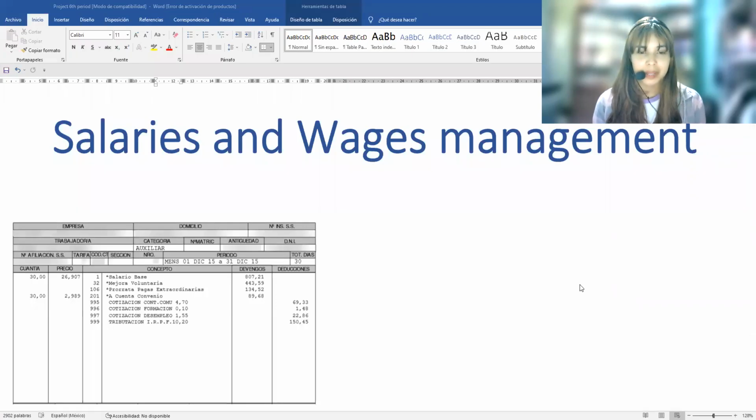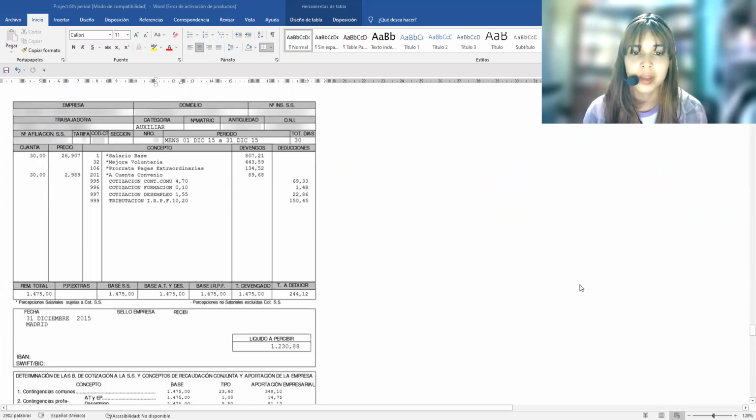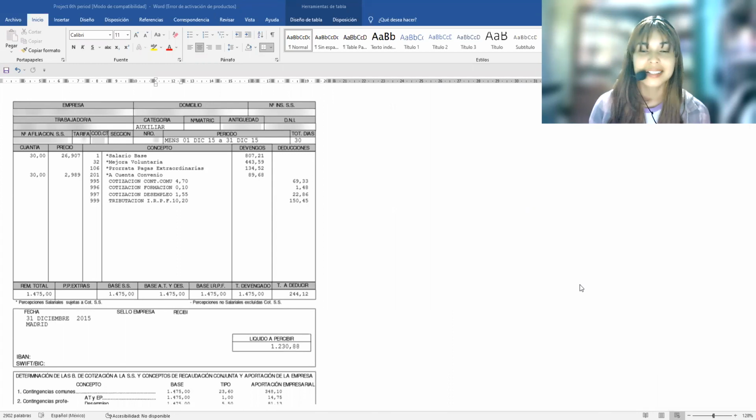Everyone, I am going to explain what I learned in this term of my university course about salaries and wage management. So let's get started. What we are going to do here is identify the most important things that people have to know. Here we have an example of it.